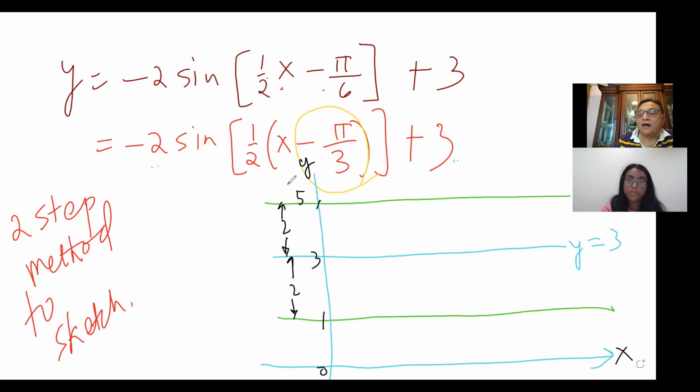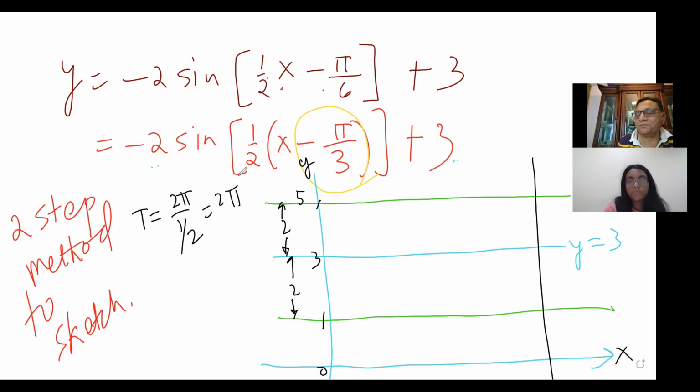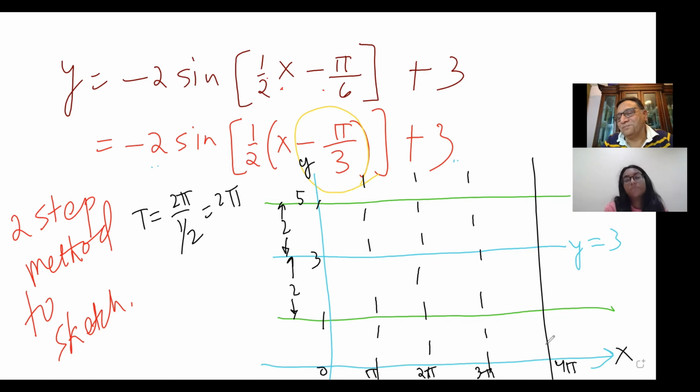I know that my time period is how much? Time period is 2 pi by half, correct? Or 4 pi. Is that okay? So here it is 4 pi. One full cycle is of 4 pi, correct? I'm dividing this 4 pi into 4 equal parts. So my 4 equal parts are, this is 2 pi, correct? And then this is pi. This is another pi, correct? So I have pi, 2 pi, 3 pi, and 4 pi, correct?